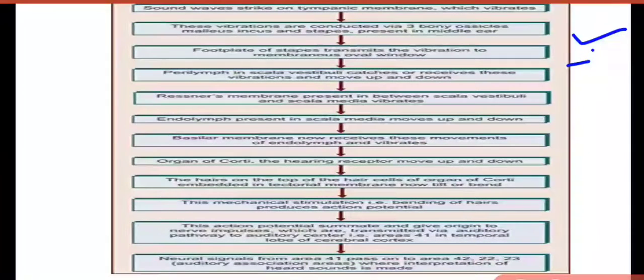From the oval window, these vibrations pass on to the perilymph in the scala vestibuli, which receives these vibrations and moves up and down. The Reissner's membrane, present between the scala vestibuli and scala media, starts vibrating. The endolymph present in the scala media also starts moving up and down. The basilar membrane now receives these movements of the endolymph and vibrates.